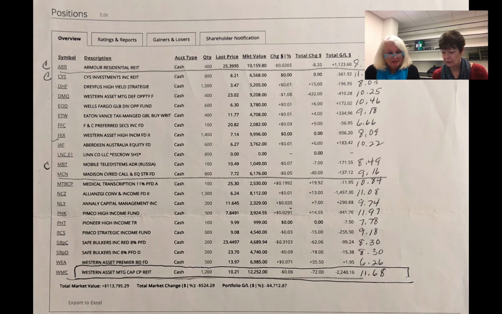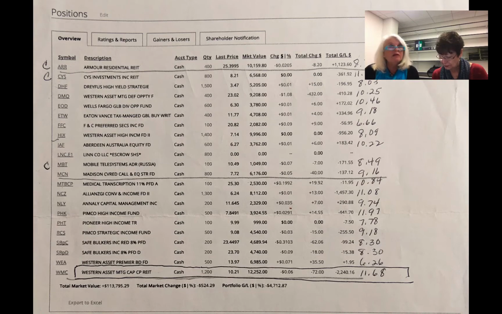But you have some really good yields there. I do. So for example, I bought 1,200 shares of Western Asset. It's a REIT. It's a mortgage capital REIT. I happen to know the CEO of the company. Now, tell me what a REIT is again. It's a real estate investment trust. It's like a bond fund of real estate. So there are all different mortgages in here, for example. So when I bought it, it was $10.21 a share.